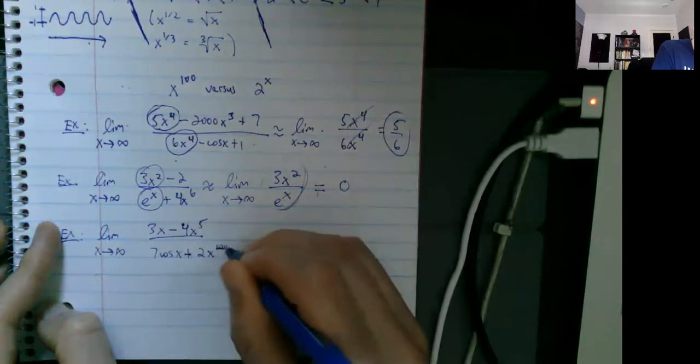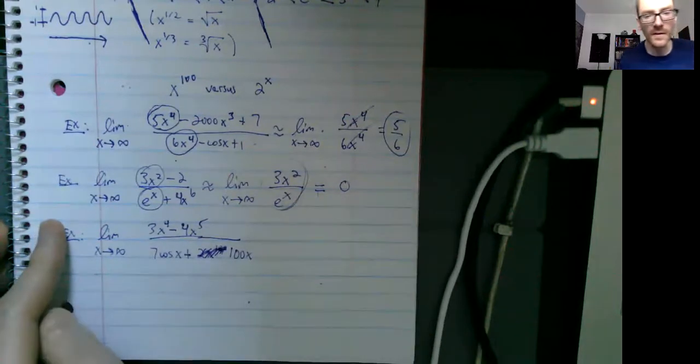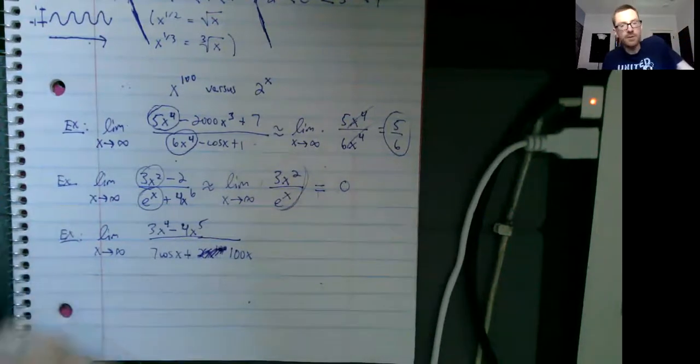Or no, not 2x to the 100. I meant, let's, I want to change this, my bad. Let me make this 3x to the 4th. And I want to make this bottom term 100x. There we go. Sorry about that. Okay, so that's the function I want to look at.